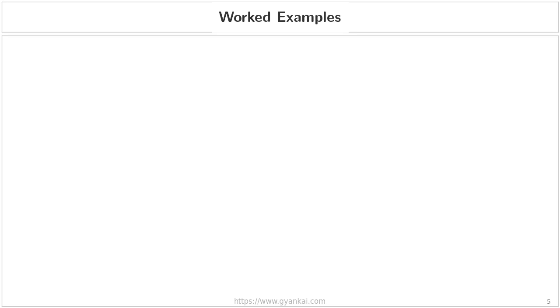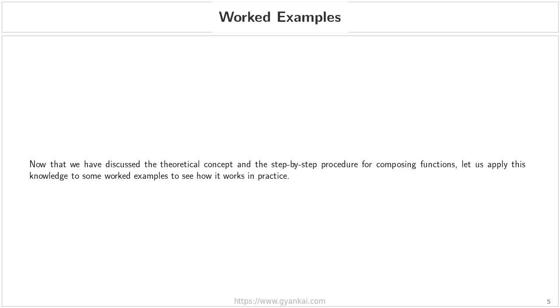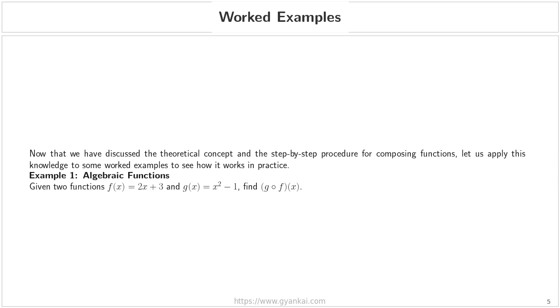Worked examples. Now that we have discussed the theoretical concept and the step-by-step procedure for composing functions, let us apply this knowledge to some worked examples to see how it works in practice. Let us begin with example 1, which focuses on algebraic functions. We are given two functions, f of x equals 2x plus 3 and g of x equals x squared minus 1. Our goal is to find the composition of g and f of x.